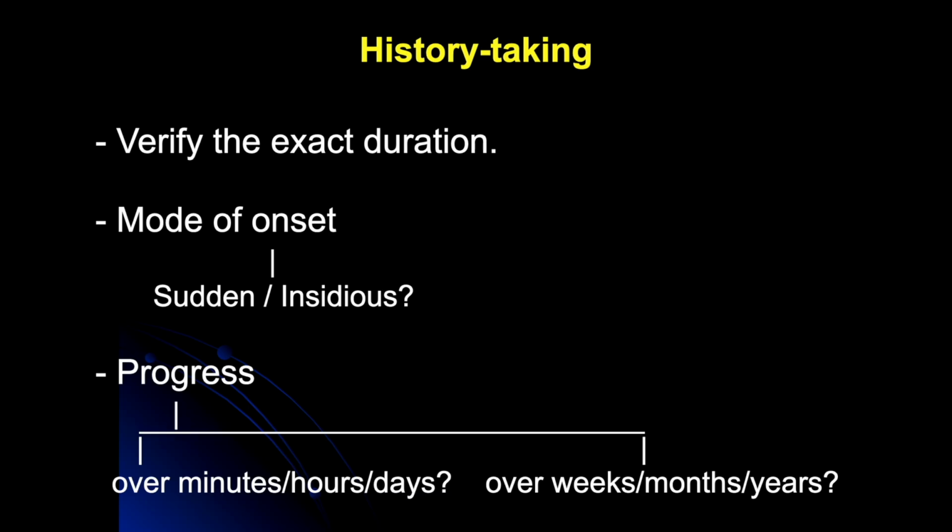Verify the exact duration of the swelling. Did it appear suddenly or else insidiously? How fast did it grow? A swelling of up to a week's duration, appearing suddenly and progressing over minutes, hours, or days, qualifies for acute swelling, whereas a swelling of more than 3 weeks duration, appearing usually insidiously and progressing over weeks, months, or years, qualifies for chronic swelling. Let us see how to obtain history in an acute swelling first.